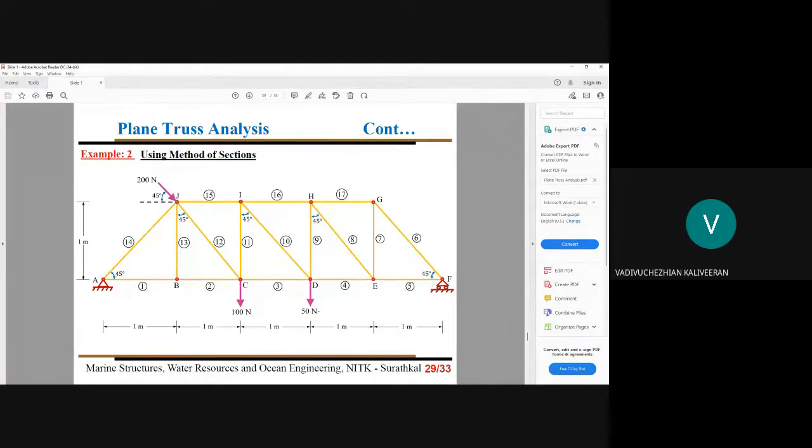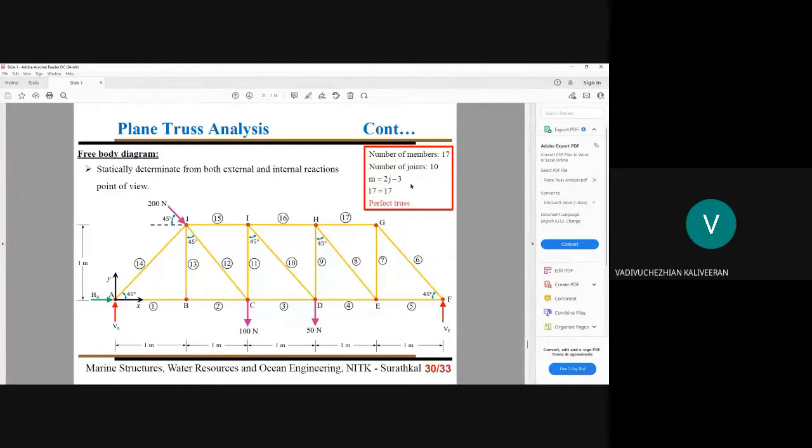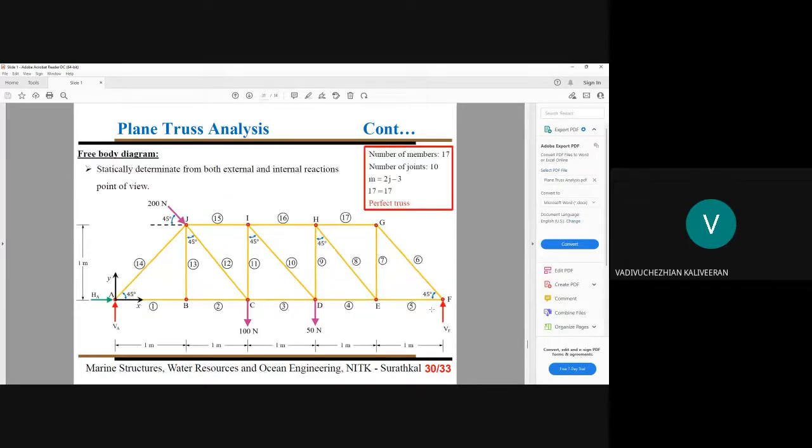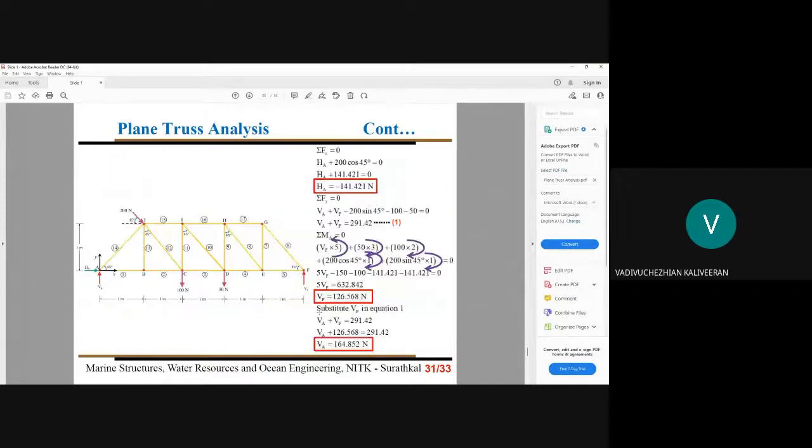Now we have to note how many members are involved. In this particular problem, there are totally 17 members. How many joints do we have? Totally 6 plus 4, 10 joints. Now we can verify whether it is statically determinate through the perfect truss equation, m equal to 2j minus 3. So we arrive at 17 equal to 17. Internally it satisfies statically determinate. From the external supports point of view, you have a statically determinate model. So this problem can be easily solved. We don't have any kind of difficulty. So before solving this part, what are we going to do?